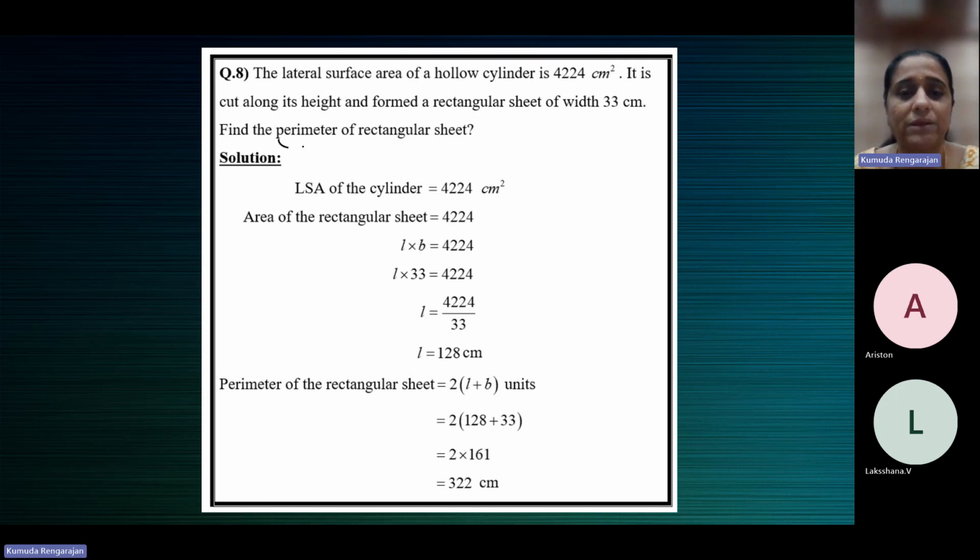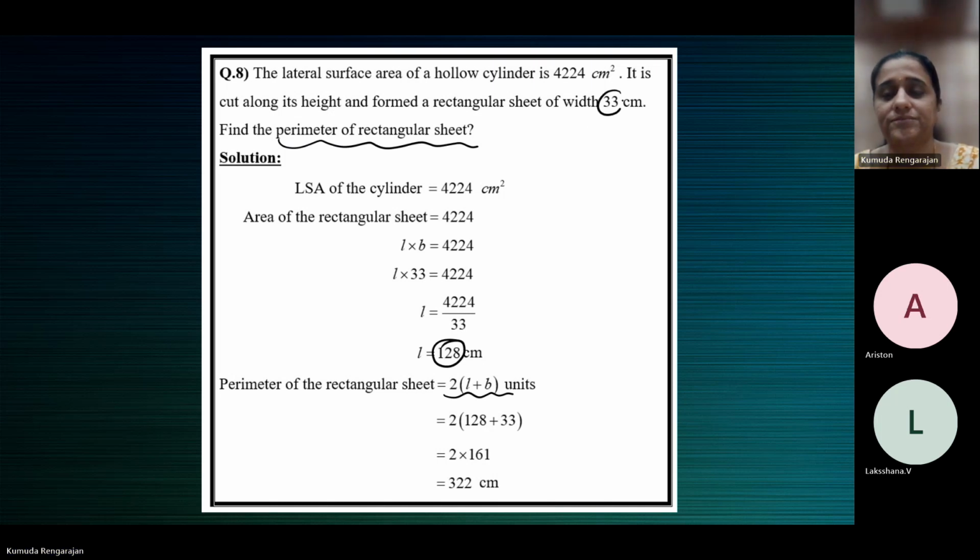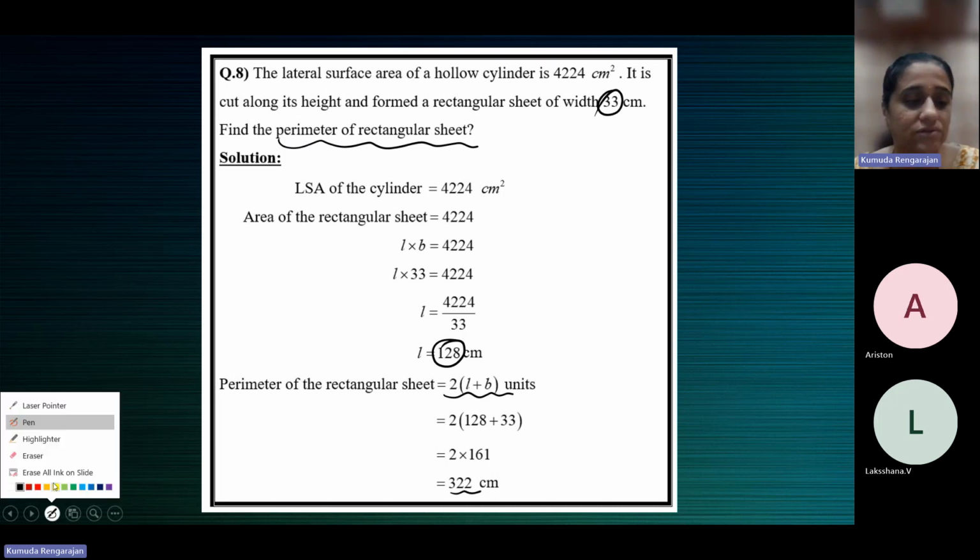The question is to find the perimeter of the rectangular sheet. So we know the formula to find the perimeter of a rectangle, 2 into L plus B. So 2 into L, this is length, plus breadth. So when you work that out, you get 322 centimeters.